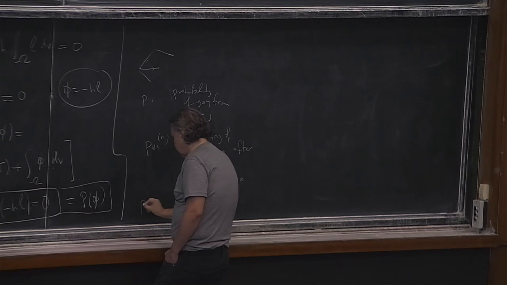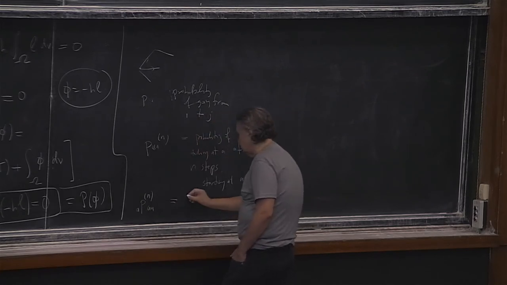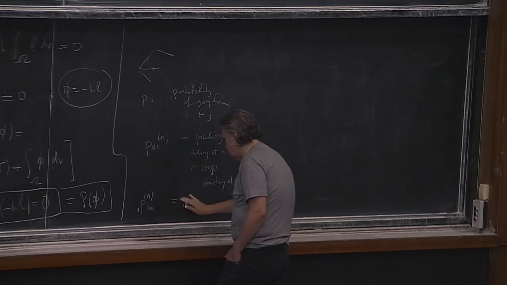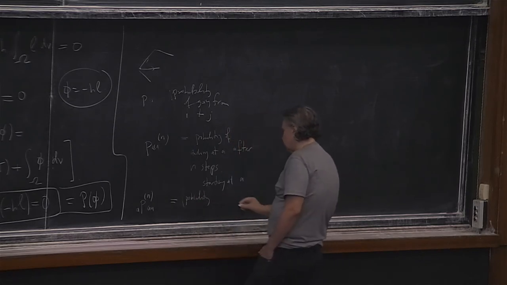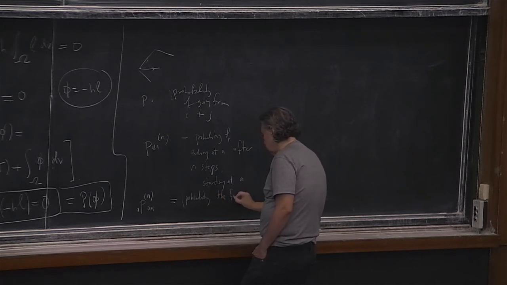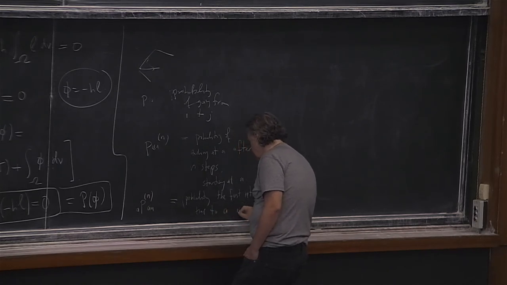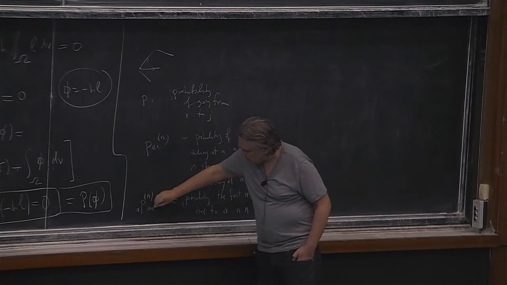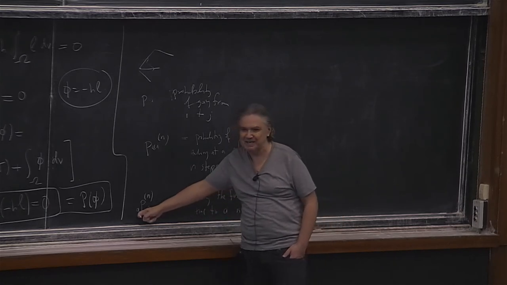And there is also another one, which I'll write like this. This is the same thing, but the probability that the first return time to the state A is n. So I start at A and walk around, and I'm trying to compute the probability that after n steps I come back at A, and in between I haven't visited A again. This is called a taboo probability. I'm not allowed to visit A in the middle, okay?